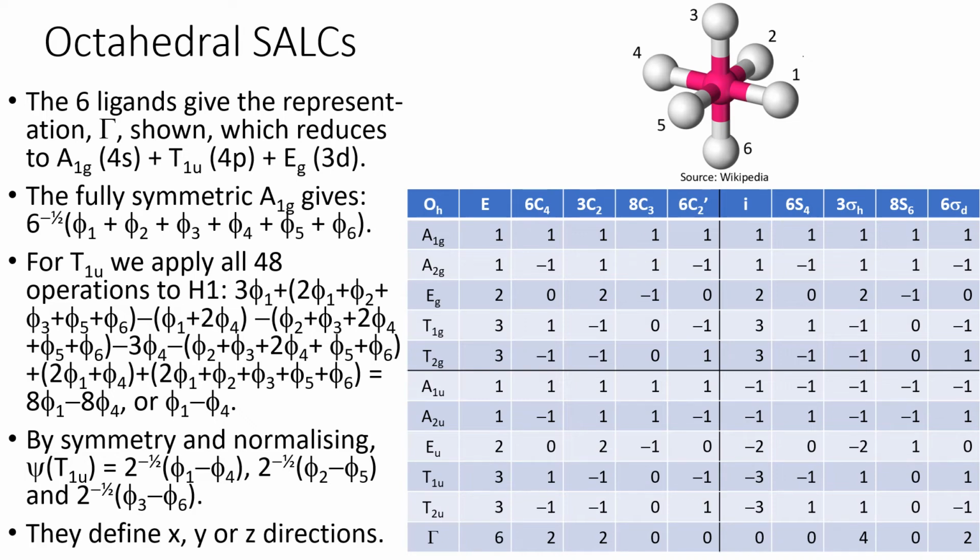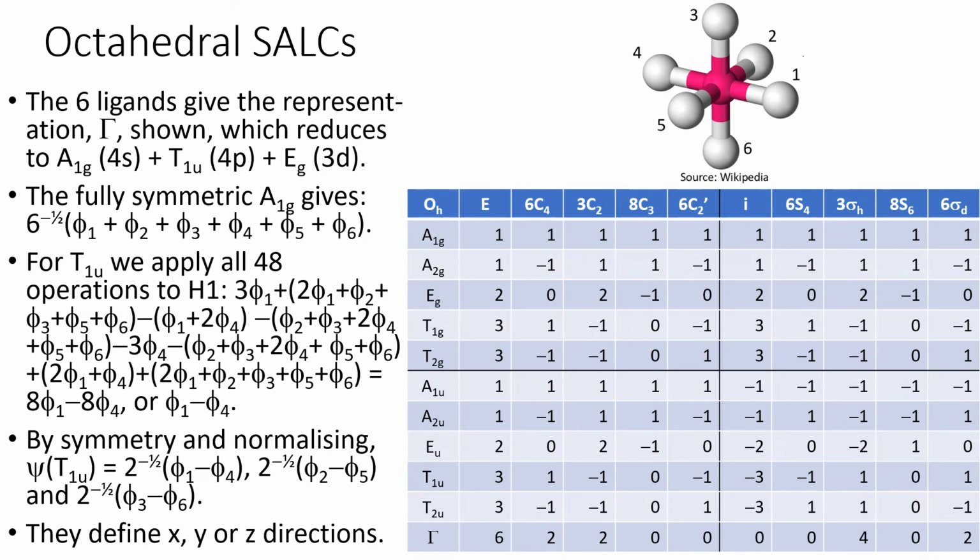And so what's interesting about this is that when you look at these functions, because these functions involve 1 and 4, which are opposite each other, 2 and 5 that are opposite each other, and 3 and 6 that are opposite each other, these actually define the Cartesian axes, because we define the x, y and z axes in this octahedral complex as going through pairs of ligands.